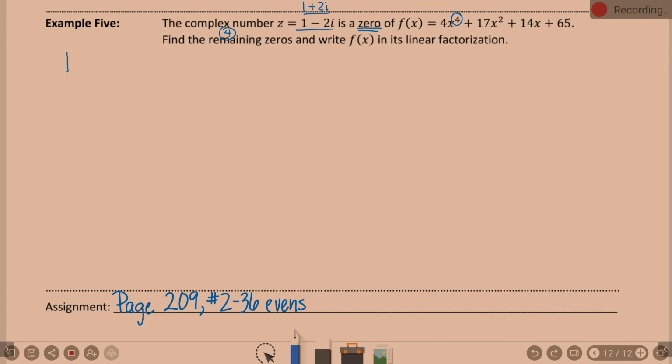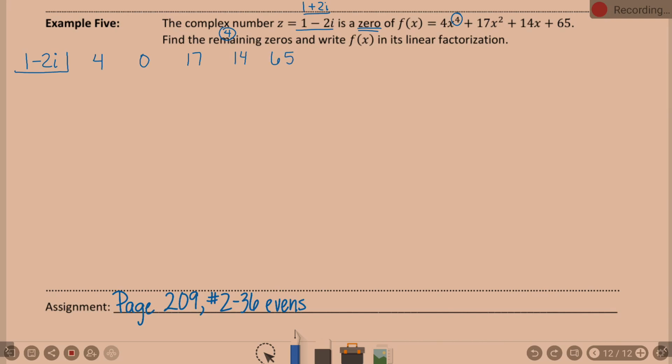I'm going to put in my box. I'm going to use 1 minus 2i just because that's what they gave me. As you write your row of numbers out, I recommend you leave a little more space than normal in between numbers, because we're going to have some binomials underneath them. So I'm going to write out 4. What comes after 4? 17. Nope. 0, because there's a placeholder for x cubed. Then 17, then 14, then 65.